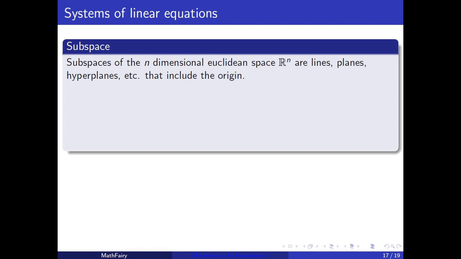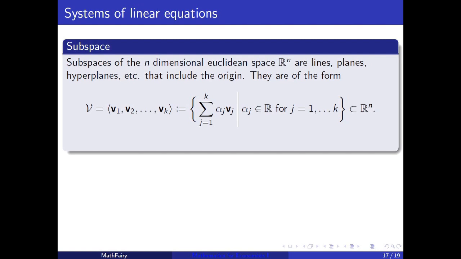Now I want to introduce two more concepts that are useful when we talk about solution sets of systems of linear equations. So first we have the subspace, which is that the subspace of an n-dimensional Euclidean space, or Rn, are lines, planes, hyperplanes, and so on that include the origin. So this is not a rigorous mathematical definition, but this is how we like to think about this geometrically. So with formulas, this is what this would look like. So these are possible linear combinations of a bunch of vectors. In our previous example, we had 2 vectors.